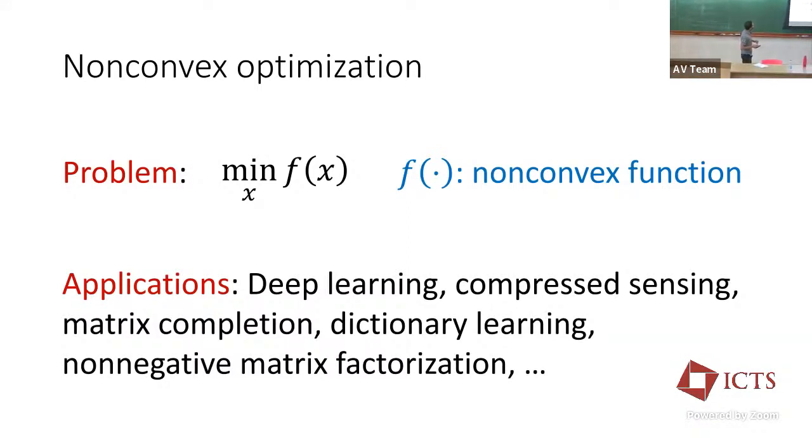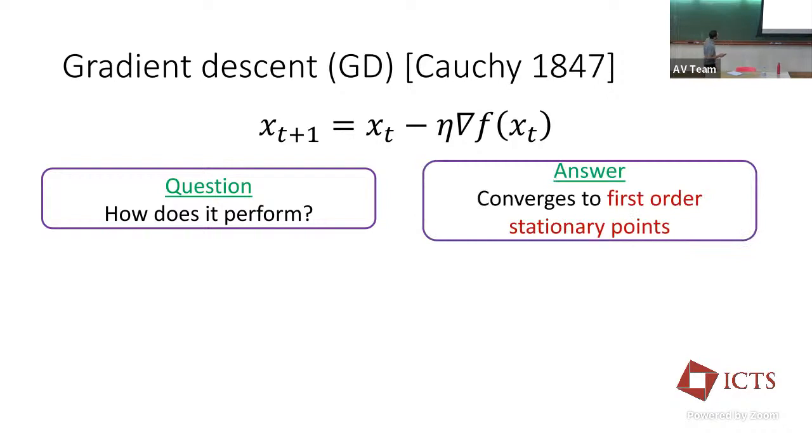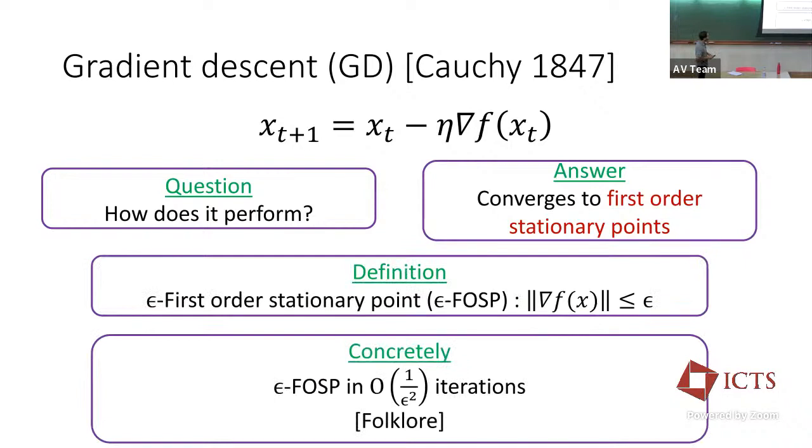Okay. So as I mentioned, we are looking at this non-convex optimization problem where we want to minimize over x, f of x, and gradient descent, as we just saw, is xt plus 1 equals xt minus eta grad f of xt. And the first question we would like to ask is how it performs. And again, we saw here that it actually converges to first order stationary points. More quantitatively, an epsilon first order stationary point is one for which the norm of the gradient is less than or equal to epsilon. And what we showed here is essentially that gradient descent can find epsilon first order stationary points in 1 over epsilon square iterations. Okay.